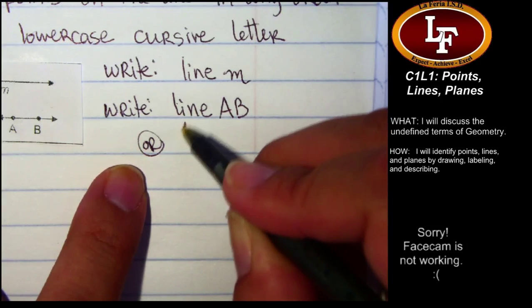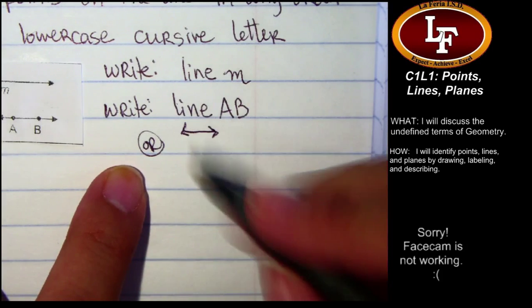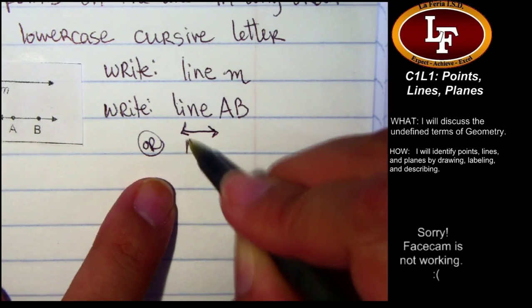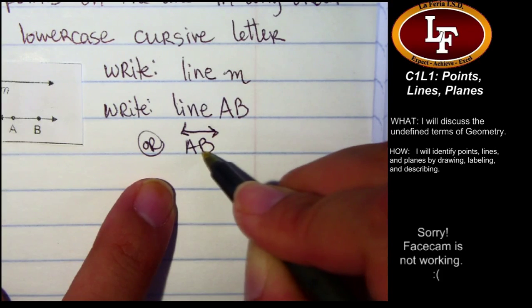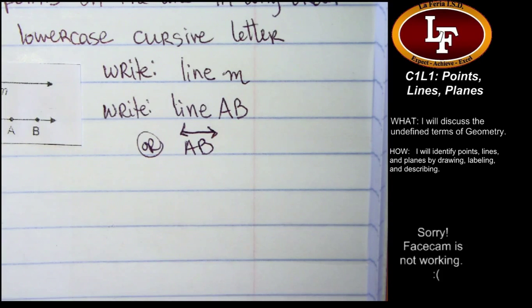If you don't like to write out the word line, and sometimes I'll be honest with you, I get lazy, I don't want to write the word line either, you can draw the symbol for a line and then write the points you're using to name it underneath. The important thing for you to know is in order to use this symbol, you must, I repeat, you must put those little arrows on either side of it. If you don't, you're not talking about a line. It's something else.